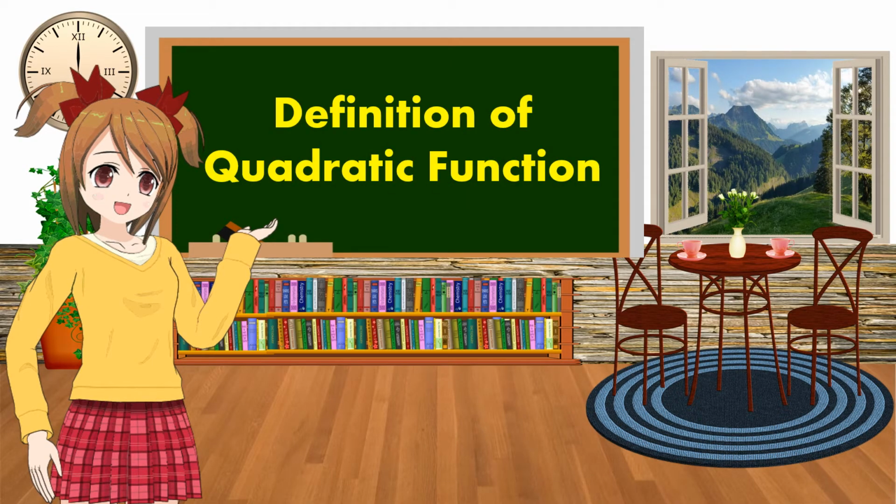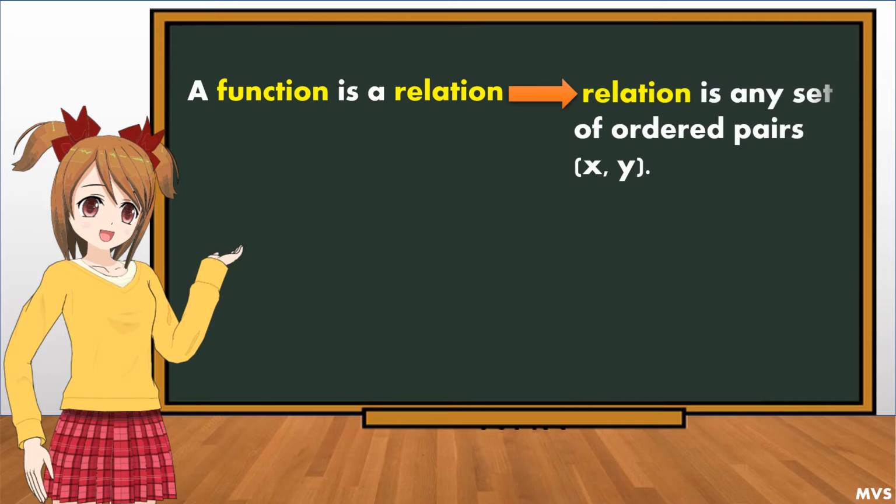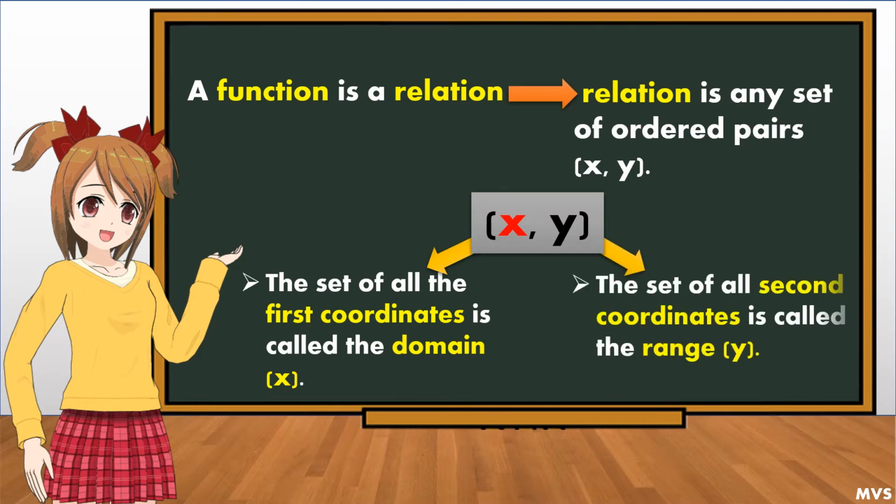This time, we're going to define quadratic function. Let us define first function. What is a function? A function is a relation, and a relation is any set of ordered pairs (x, y). x is the first coordinate, we call that the domain. And y is the second coordinate, we call that range.